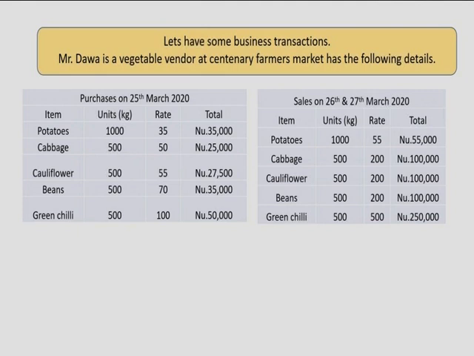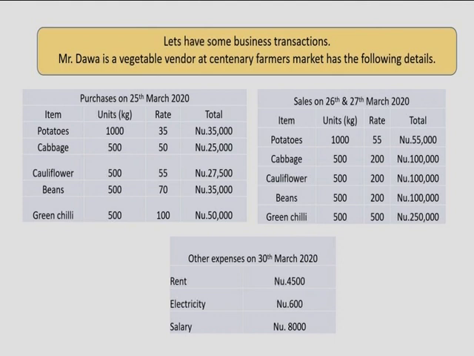per kg. Then he also has some other expenses that he incurred on 30th March 2020. He has paid rent of 4,500 Newton. He paid electricity bill of 600 and salary to his salesperson 800. So this is the summary of transactions of Mr. Dawa, a vegetable vendor in Centenary Farmers Market. Now we will use these transactions and try to journalize them first. How to pass journal entries for the transactions given here.